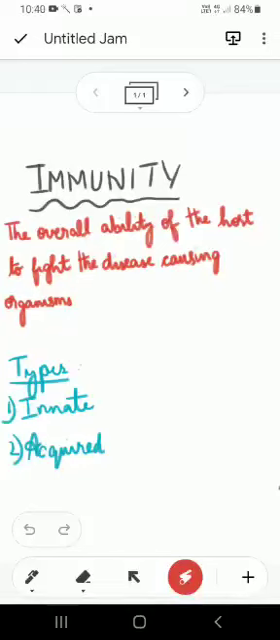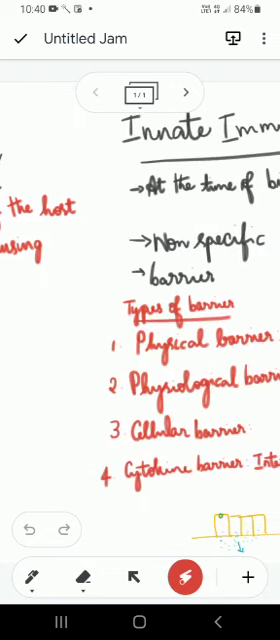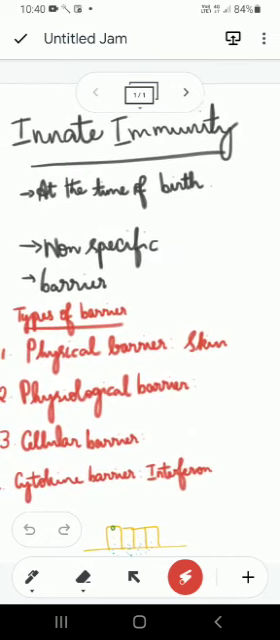In this video, we will learn about immunity. Immunity is nothing but the overall ability of the host to fight against the disease causing organisms. The disease causing organisms can be anything like virus, bacteria, or any other microorganisms. There are two types of immunity: innate immunity and the acquired immunity. In this video, we will mainly concentrate on innate immunity.